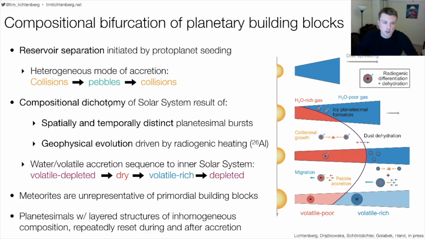The compositional dichotomy of a dry inner and wet outer solar system is the result, in this case, of a spatially and temporally distinct buildup of planetesimal reservoirs in the accretion disk because of the movement of the snowline, which drives divergent evolution of the planetesimal families and therefore changes the compositional reprocessing in the inner versus the outer solar system, suggesting a different water or volatile accretion sequence than is typically suggested. Additionally, in this model, meteorites are unrepresentative of primordial building materials, and leftover planetesimals like meteoritic parent bodies should form with layered structures of inhomogeneous composition.